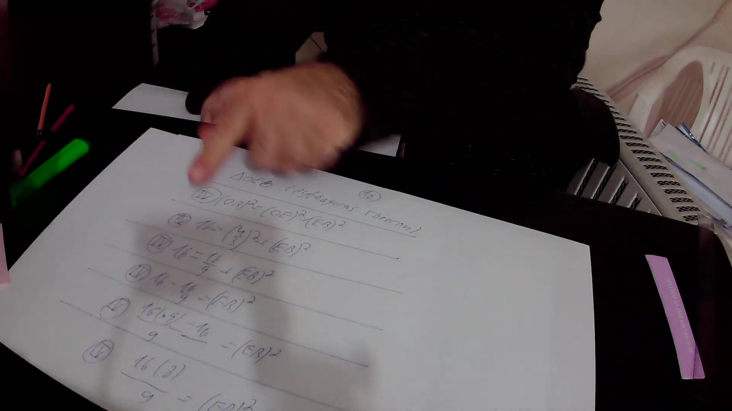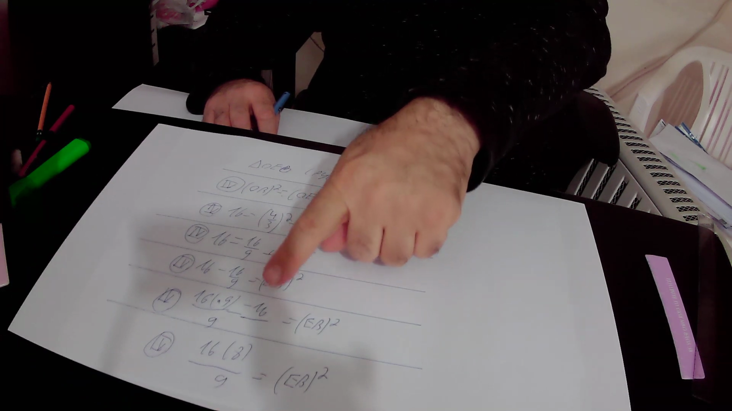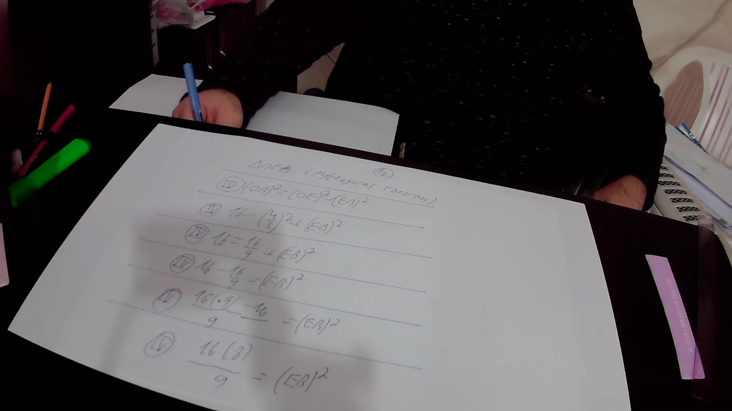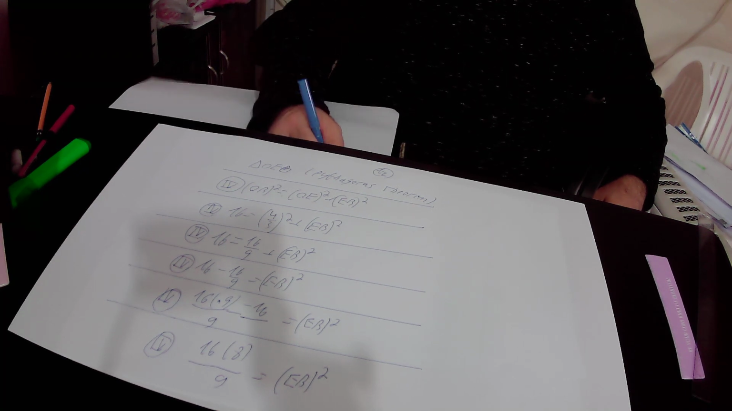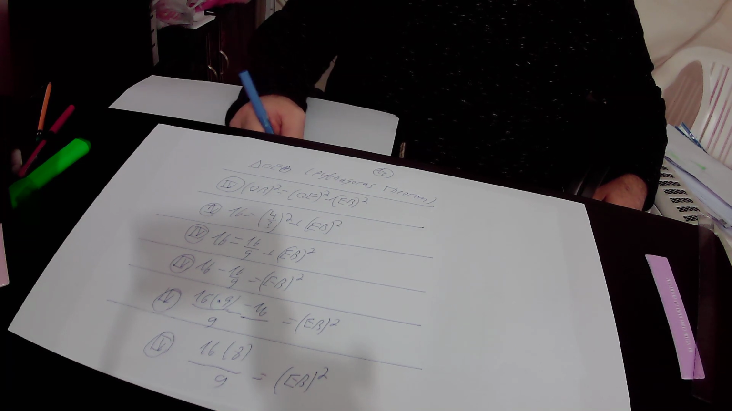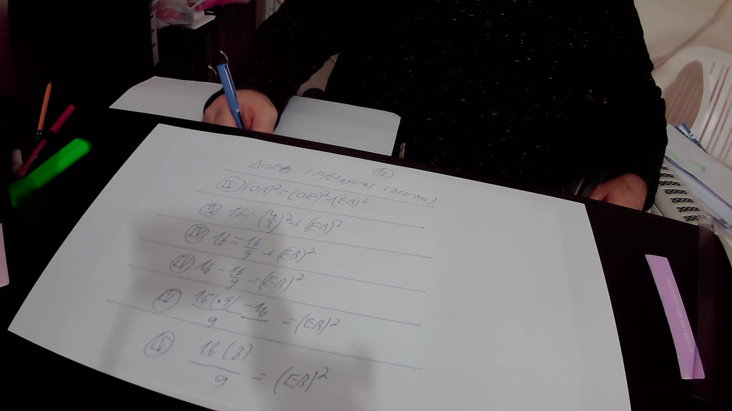Here 16 is 2 times 8, so we'll substitute 16 by 2 times 8 in equation number 4, and we will get that 2 times 8 times 8 over 9 equals EB squared.